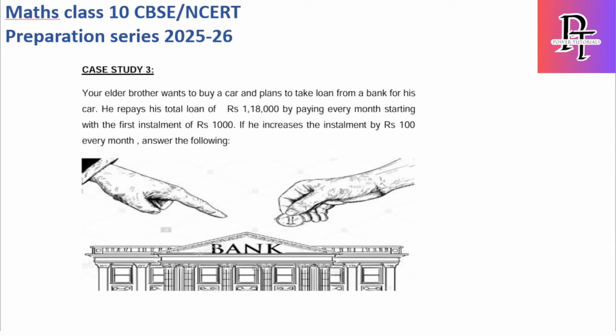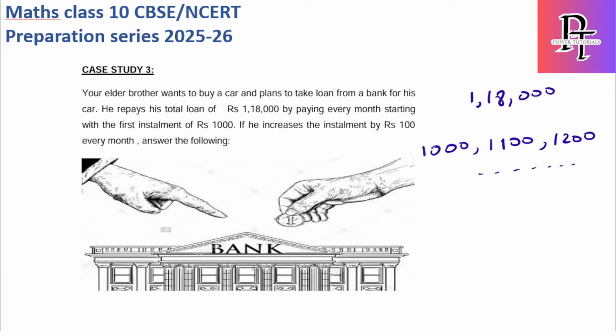Okay, next move to the third case study. Your elder brother wants to buy a car and has plans to take a loan from a bank. He repays his total loan of 1,18,000 by paying every month, starting with the first installment as 1,000, and he increases the installment by 100 every month. Answer the following. So here I can say that the total value is 1,18,000. First month he paid 1,000. Second month he is increasing by 100, so he will pay 1,100. Third month he will pay 1,200, and so on. He has to pay every month.